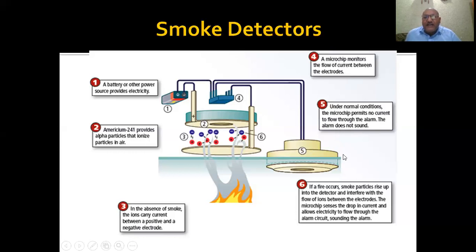If a fire occurs, smoke particles rise up into the detector and interfere with the flow of ions between the electrodes. The microchip senses the drop in current and allows electricity to flow through the alarm circuit, sounding the alarm. So it's very simple. You see, using radioactivity, radiation, we have made a smoke alarm, and if there is smoke, the alarm will sound.